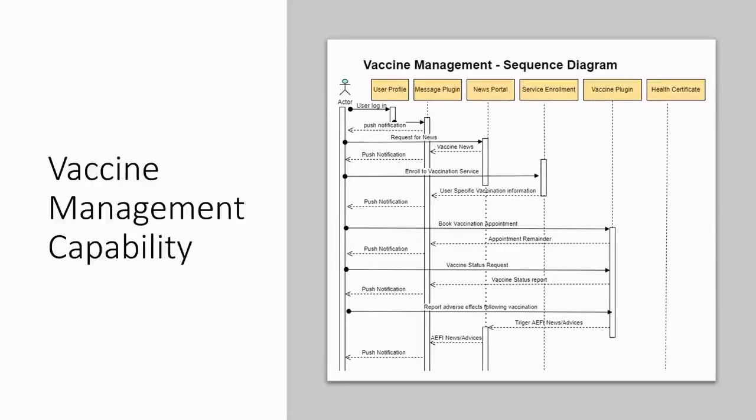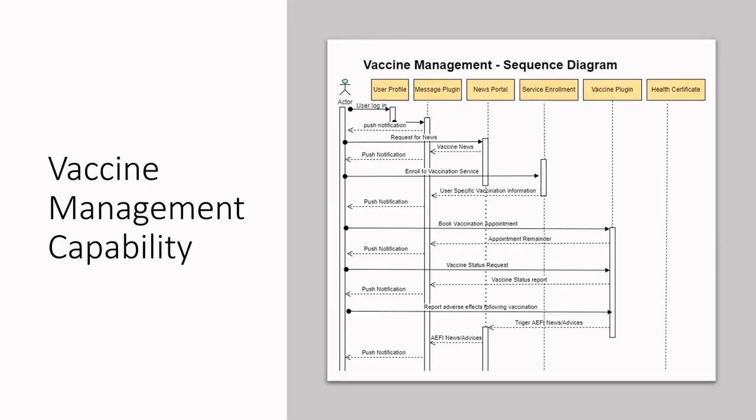Now this is one example: vaccine management, one capability we have identified. Related to vaccine management, the user may need different services. The user may need news or information about the vaccine, then information about the vaccine centers and their locations, and may want to register for the vaccine service and get an appointment. Then he may go to the vaccine center, and after the vaccination he may need to update his immunization status, and also access the vaccine certificate. This sequence diagram represents that.